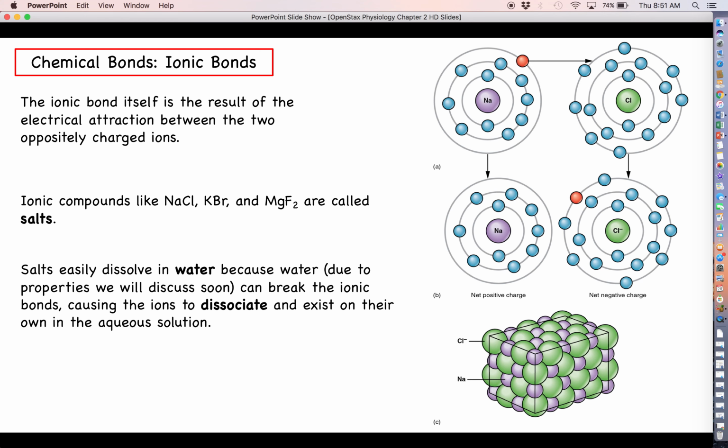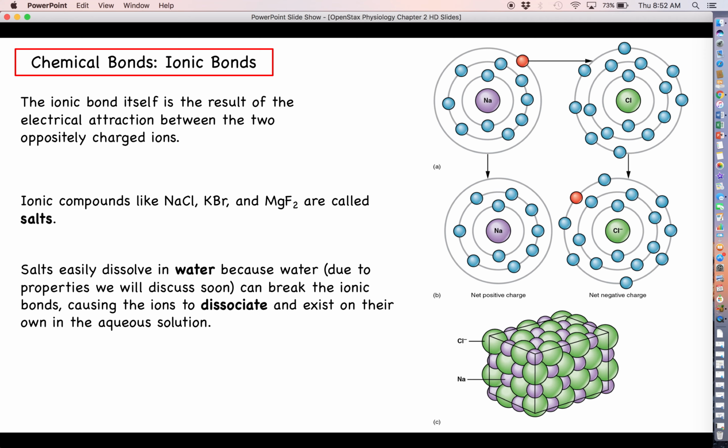Salts are going to be important to us later on because salts easily dissolve in water. Take some table salt and just dissolve it in some water, right? It's easily dissolved. This dissolution happens very easily because water has certain properties that we're going to be discussing a little bit later. Water's properties mean that it can break the ionic bonds and cause the ions to dissociate from each other and exist on their own in the aqueous solution.